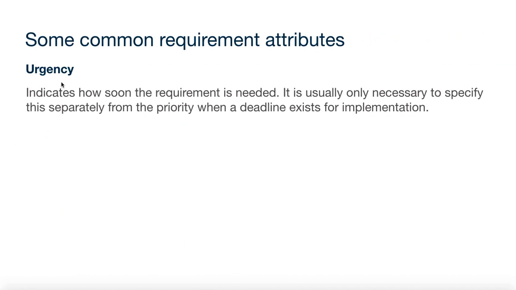And the last one is urgency. So urgency indicates how soon the requirement is needed. This is usually only necessary when you have to specify something apart from the priority. That is, whenever a requirement has a deadline connected to it, then you can mention the urgency. Some requirements might be high priority, but very urgent. Sometimes there could be a requirement which is low priority and it can be urgent. So it's always good to mention the urgency of a requirement. This also can be considered when you're planning requirements and taking them in for implementation.